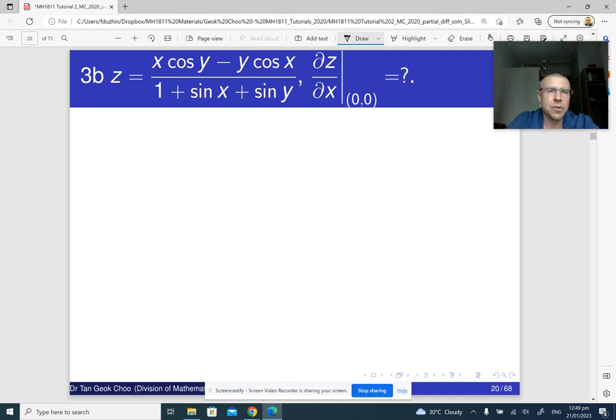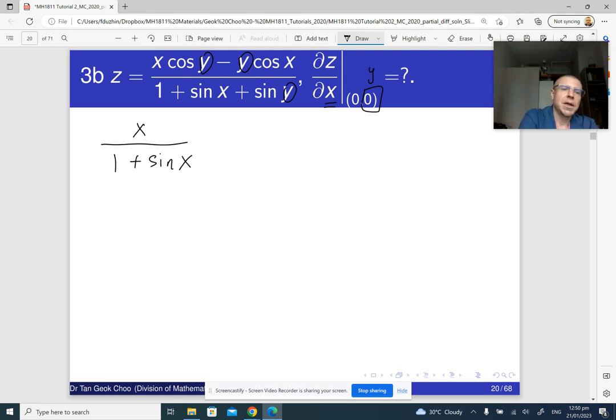Now here is the expression, and we need to differentiate it and evaluate at the point (0, 0). Again, since we are differentiating with respect to x, we can substitute the value of y first, and it becomes easier. So if y is 0, it simplifies stuff because cosine 0 is just 1. So what we get is x times cosine 0, which is 1, minus y, which is 0, times cosine x, which is still 0, so x divided by 1 plus sine x.